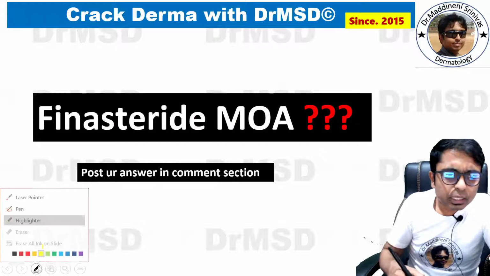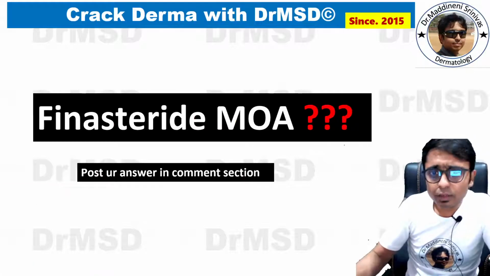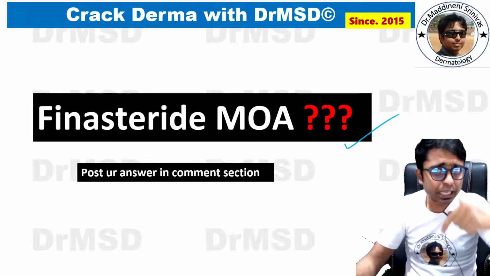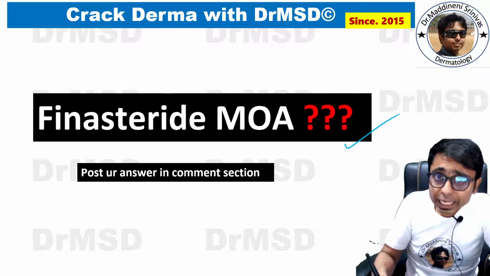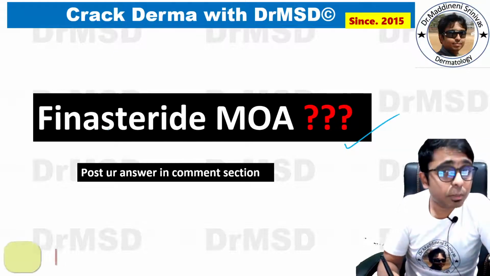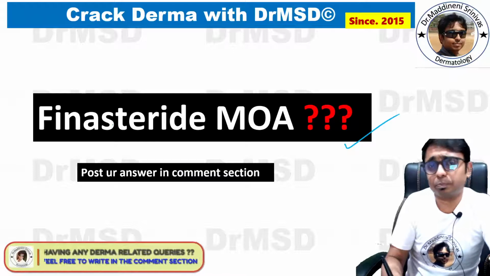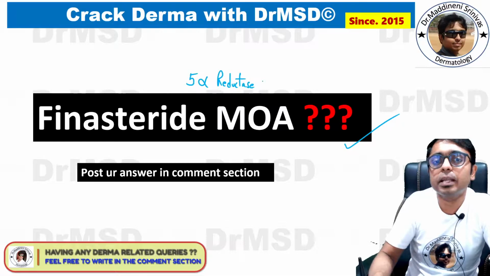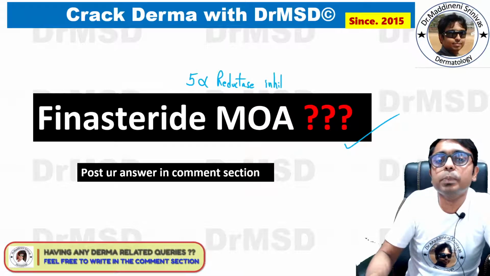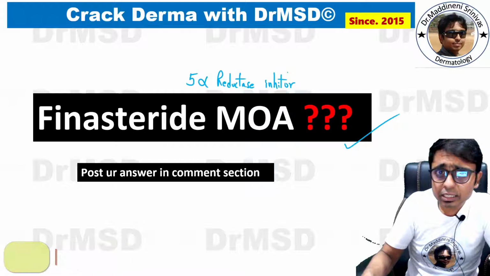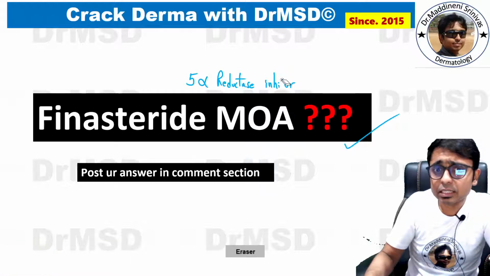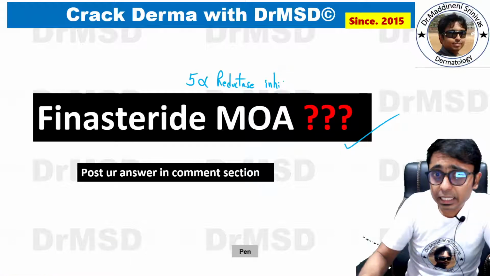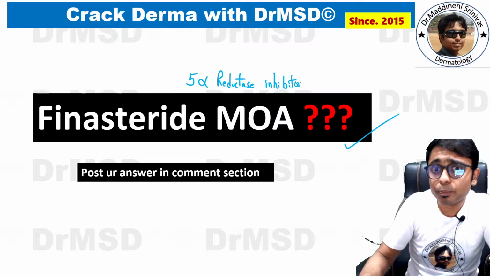So related to this, there is one fill in the blank type of question. So if you know the answer for this, comment in the comment section. Finasteride mechanism of action. What is that mechanism of action? So I will give you a clue. It is a 5-alpha reductase inhibitor. So you need to precisely tell me which is the 5-alpha reductase which is inhibited by this. Is it type 1 or is it type 2? Okay, put your answer in the comment section.